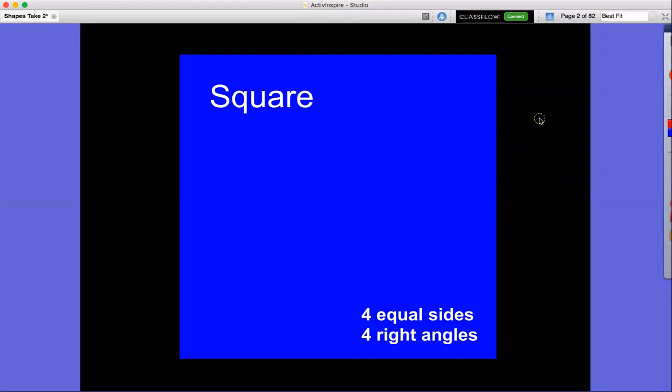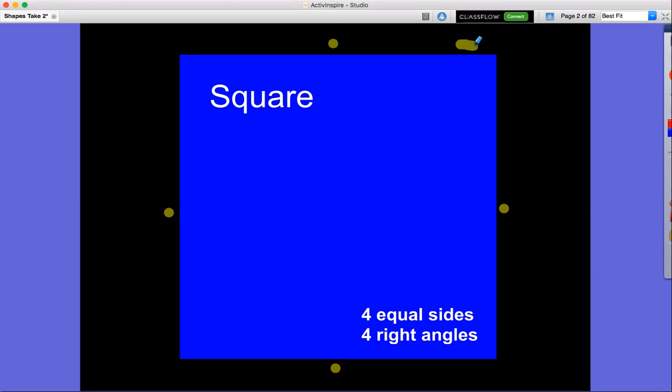Let's talk about square. Square is a shape, and square has four equal sides. Let's count. 1, 2, 3, 4. Square has four sides, and they are equal. That means they are the exact same length. Each side is the exact same length, okay?